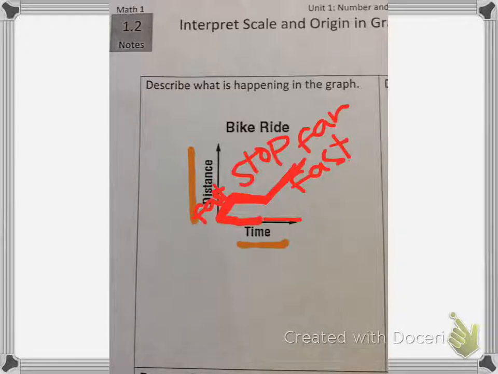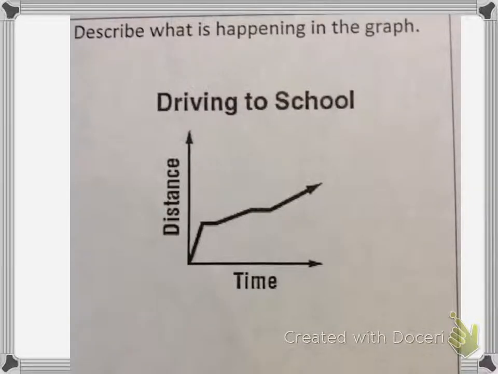So we really can just describe what's happening on the graphs by looking at the two things that we're comparing on the axes. So we compared time to distance. This next one says describe what's happening in the graph. We're driving to school, and again we're comparing time on this axis to distance on this one.